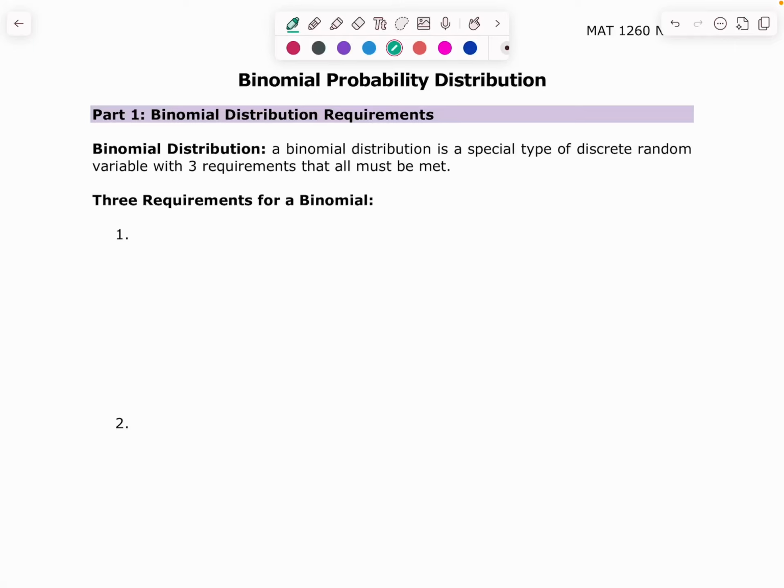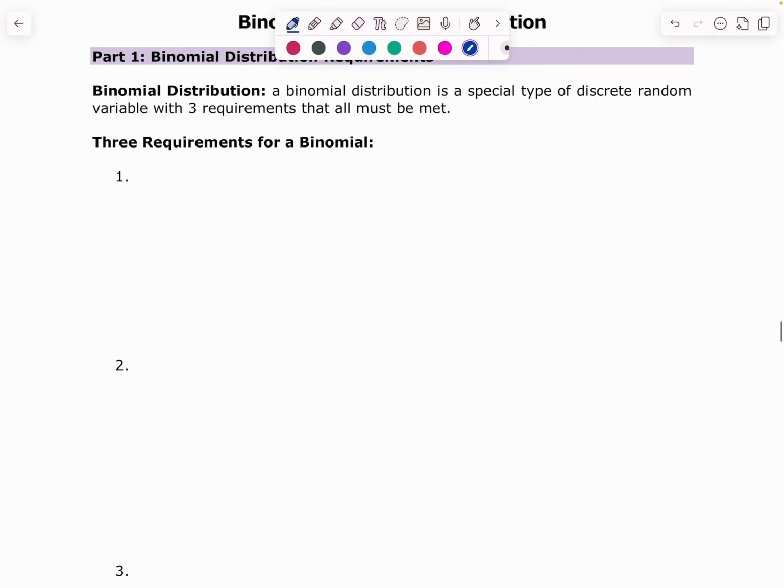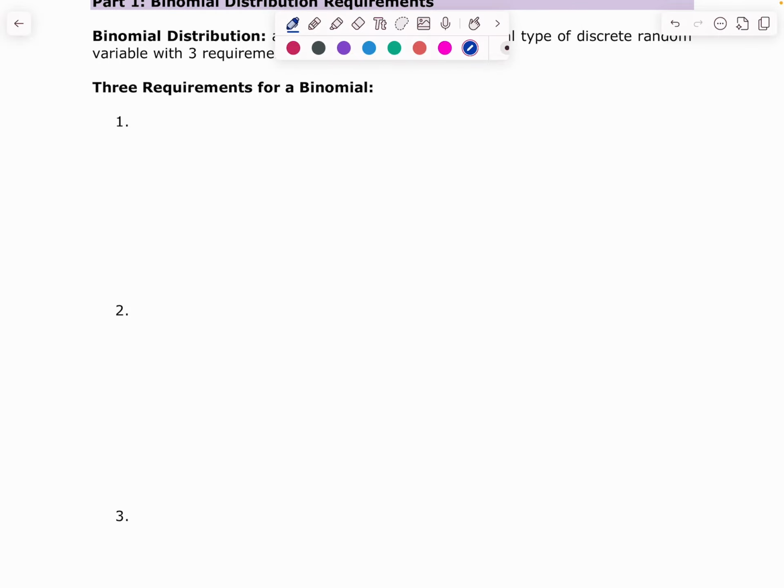All right, we're going to take a look now at the binomial distribution. A binomial distribution is a special type of discrete random distribution or discrete random variable that has three requirements that must be met in order for the discrete probability distribution or discrete random variable that you're looking at to be a binomial. So the three requirements for a binomial are as follows.